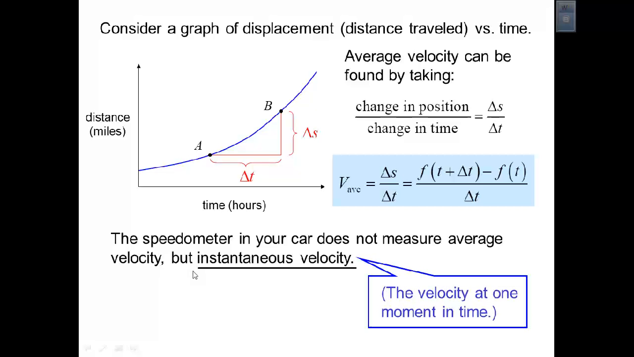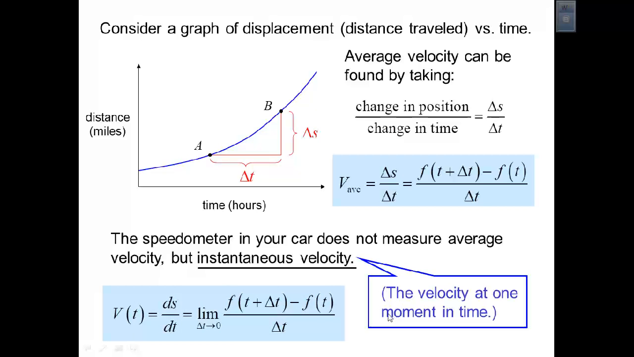Now, the speedometer in your car does not measure average velocity, but the instantaneous speed actually, but we think about it as velocity. And that's the velocity at that instant in time. It's not an average over the trip or anything like that. It's the velocity at that instant. Well, the instantaneous velocity is a very small change in distance over a very small change in time, and that is found by the limit as delta t approaches 0 of f of t plus delta t minus f of t over delta t.